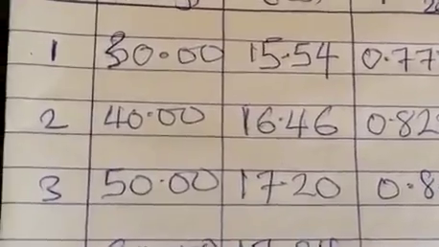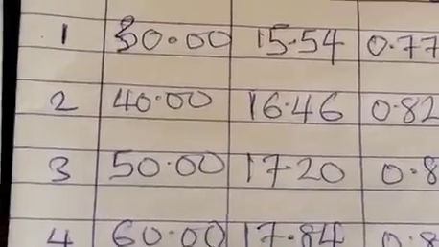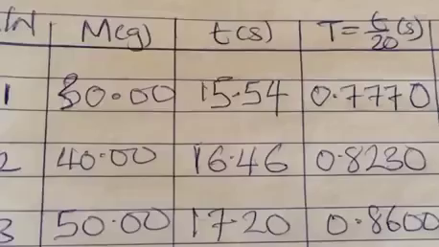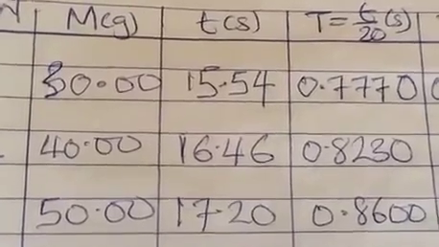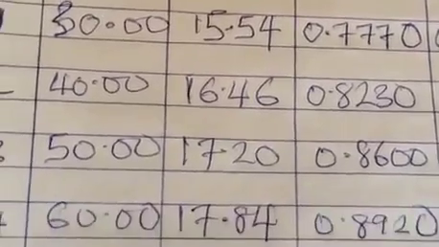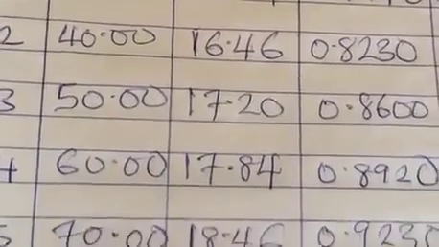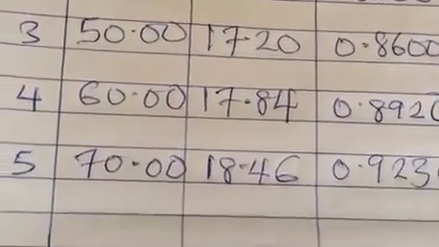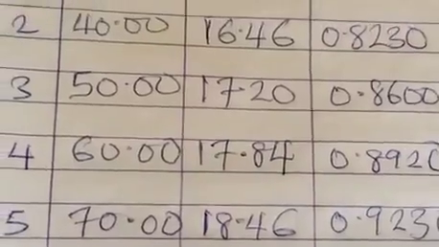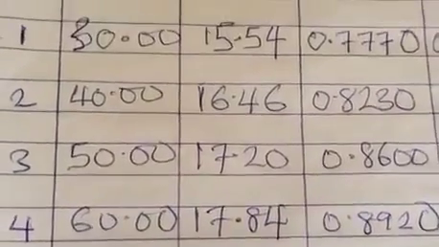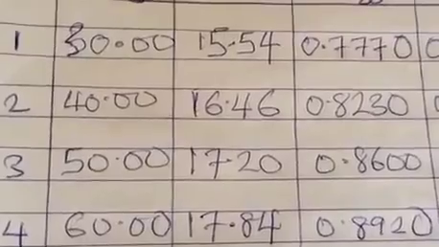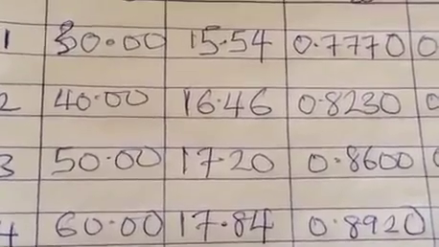You can see the consistency in our reading. And if you check the reading, they are correct. The masses increase 30, 40, 50. The weight of the meter rule will also increase, and it will take more time for you to complete 20 oscillations. The time will also increase: 15.54, 16.46, 17.20, 17.84, and 18.46.